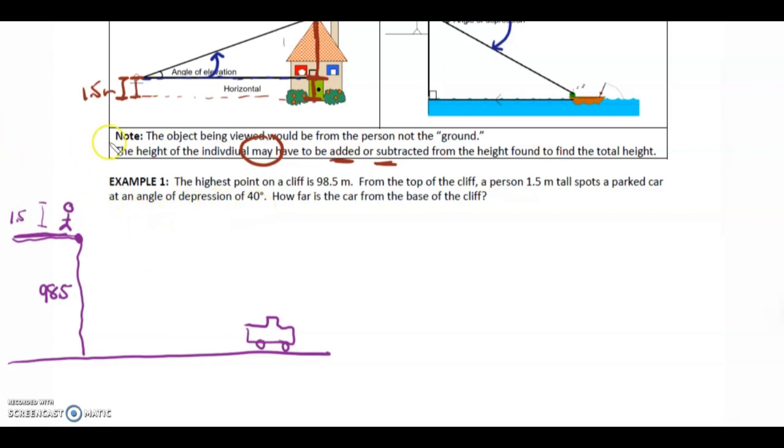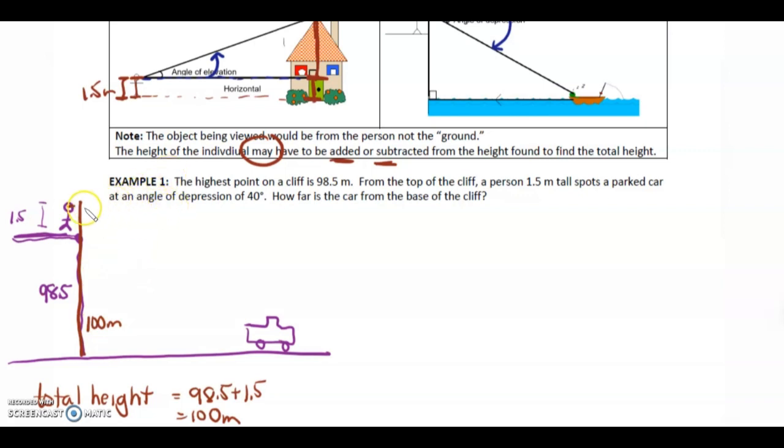So a couple things here. First of all, our height here is now no longer 98.5. Our total height is going to be 98.5 plus the 1.5. So it's actually going to be 100 meters because we're actually looking from here, from that person's eyes, to the ground. So we're going to consider 100 meters. I'm going to write this down a little bit more.